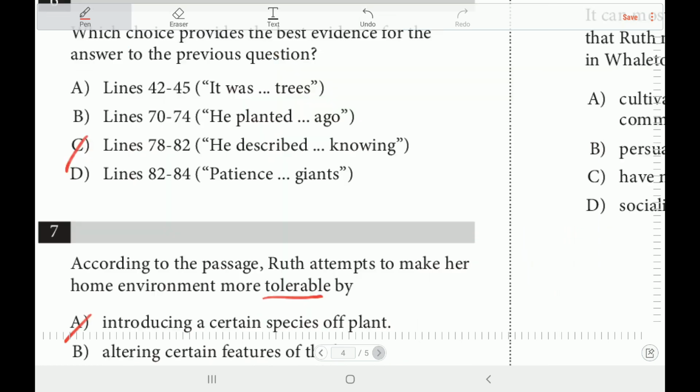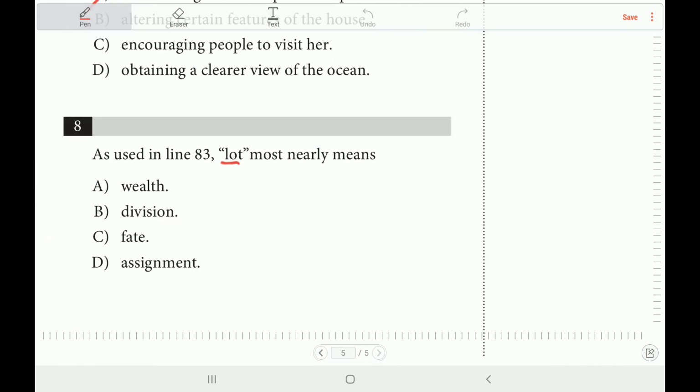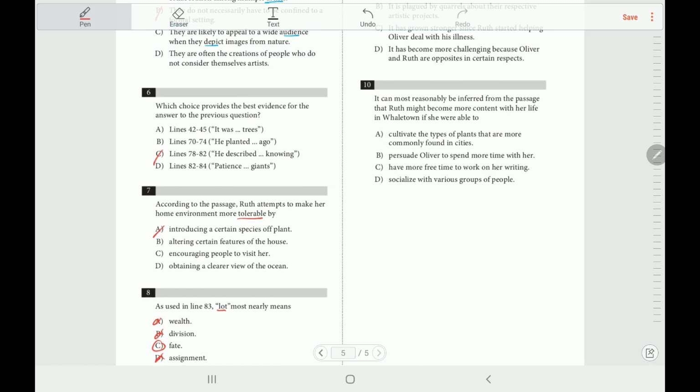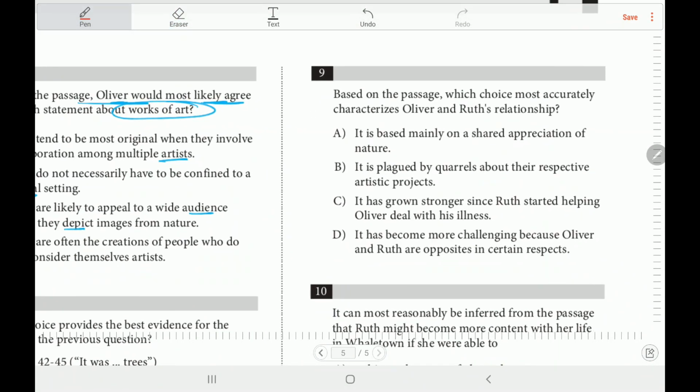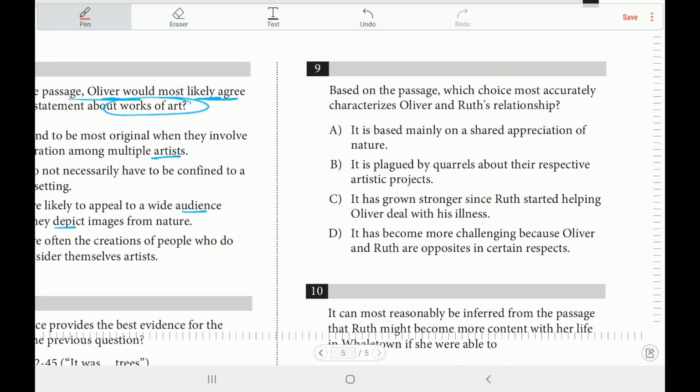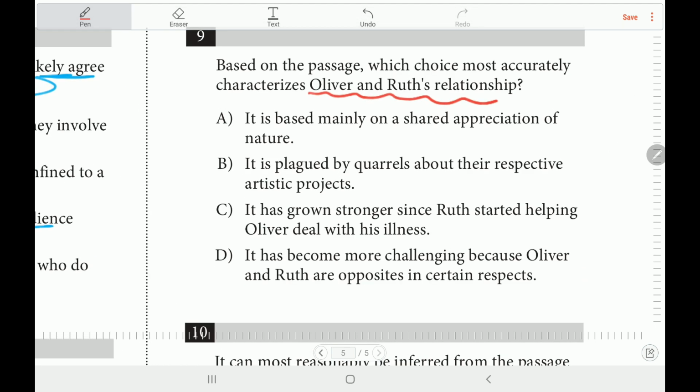He accepted his wealth. No. His division. No. His assignment. No. But he accepted his fate. Yes, well done, very good. Okay, next one. Based on the passage, which choice most accurately characterizes Oliver and Ruth's relationship? Okay, again, no evidence. It is based mainly on a shared appreciation of nature. It is plagued by quarrels about their respective artistic projects. I think this is deleted, it's never mentioned.